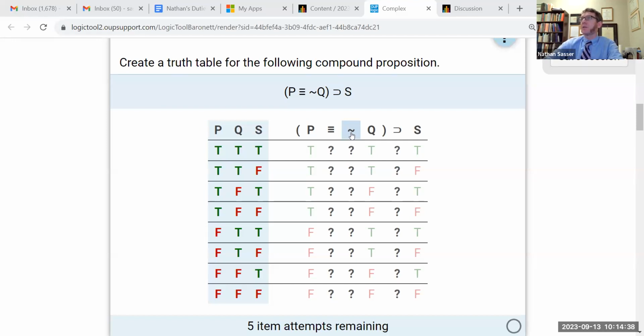Okay, so let's go line by line. Here's what I'm doing: I'm looking at the truth value of Q in order to determine what the truth value of not Q would be. It's just going to reverse the truth value of Q because, of course, if Q is true, then not Q is false, and if Q is false, then not Q is true.